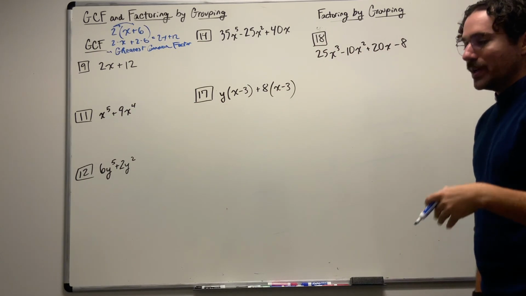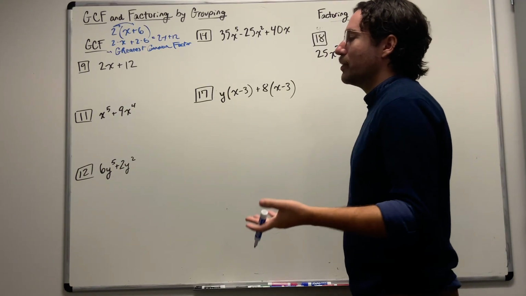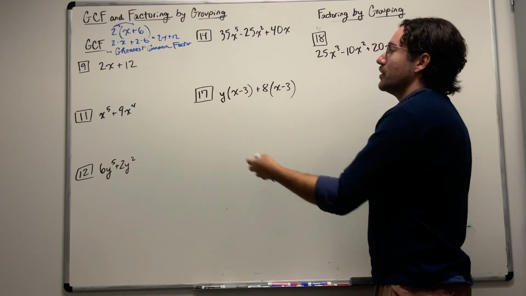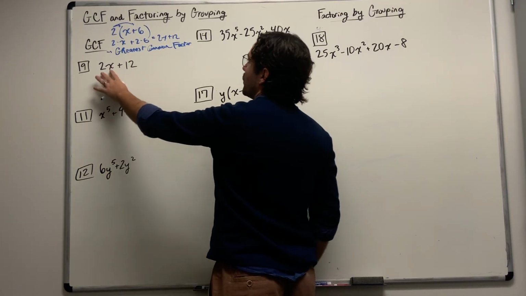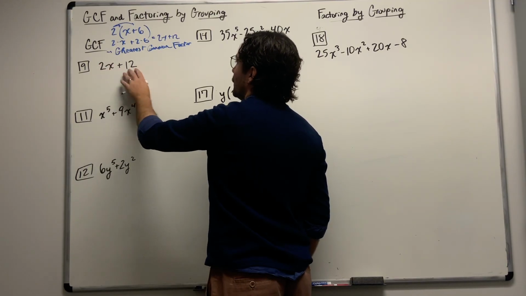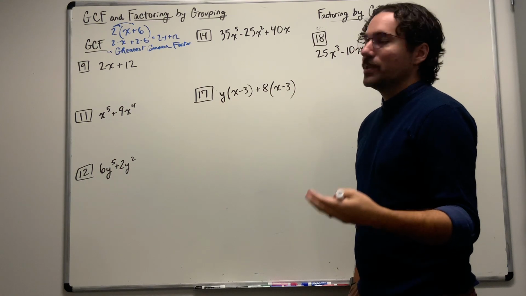That is the case when every term can be divided by some common number, or they share some common number of exponents, or some common number of variables, and those are the two things that I'm looking for. So for instance, number 9, we're at where we left off here. If I'm looking at this fresh, 2x plus 12, I'm thinking, what can I divide out of this, or what do they have in common?